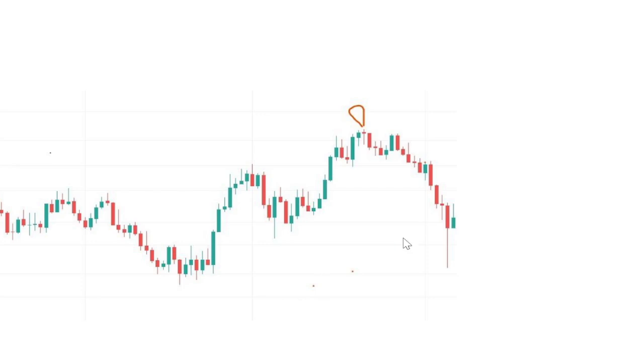Now let's look at an example. Here is an example of an evening star where we had this small green candle, this red indecision candle here, and this long bearish candle. So after we had the formation of this pattern, we saw price had this downward movement.